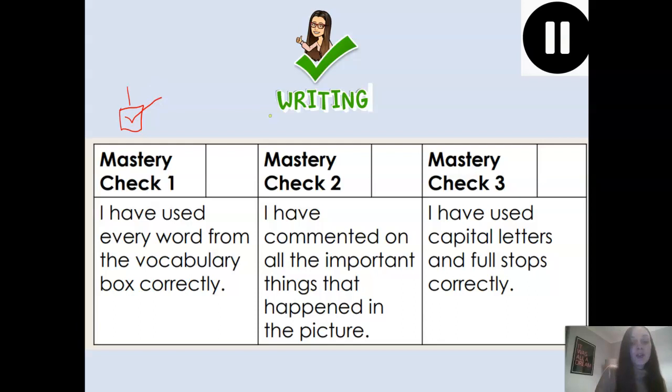Number 2, I've commented on all the important things that have happened in the picture. Okay, this is where you check you've included all of the different names that are in that picture. And if you haven't, you can always stop and add them in before you finish your lesson. So, number 2, make sure you've checked it before you tick it. And finally, I've used those capital letters and full stops correctly. Well, you should have just checked this one, but it's always worthwhile having one last check before you give yourself a tick.